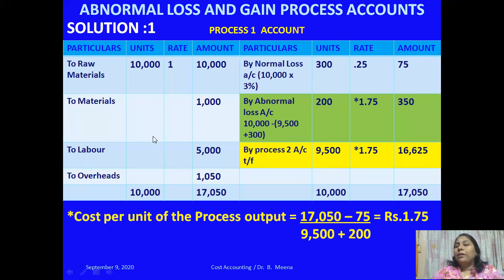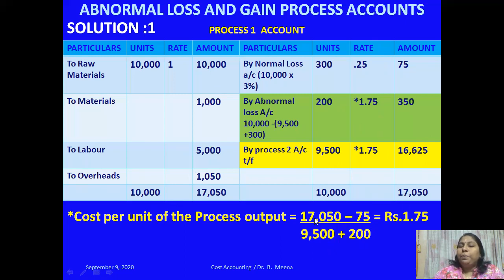Then how can I calculate the cost per unit for the abnormal loss as well as the output of that particular process? Just get the total of the debit side. It came as 17,050 rupees, and whatever amount I credited so far, 75, divided by 9,500 is the output, 200 is my abnormal loss. Whenever you have abnormal loss, add it. Then the cost per unit comes as 1.75. Substitute this rate per unit for abnormal loss as well as process 2. That is the output. Then you will get the values and close your credit side with the same total. This is all about process 1.